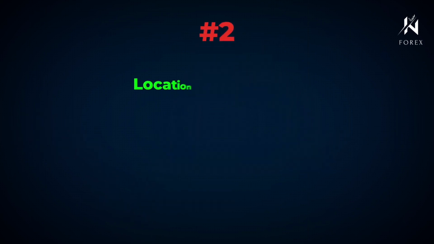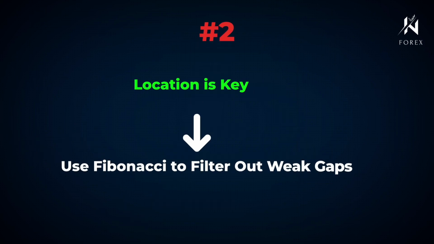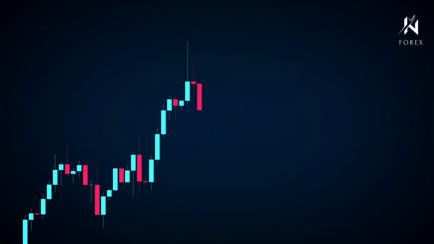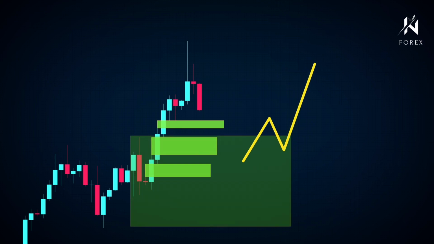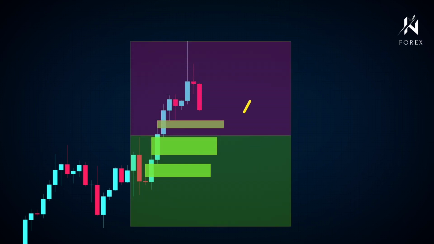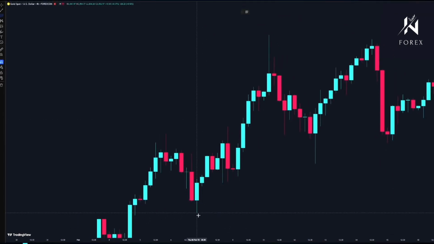Hack number 2. Location is key. Use Fibonacci to filter out weak gaps. Sometimes, you'll see multiple fair value gaps of similar size, making it tricky to decide which one to trade. Here's the secret. Gaps in the lower portion of a move tend to perform better for buys, while gaps in the upper portion work better for sells. To pinpoint this with precision, use the Fibonacci tool in TradingView.